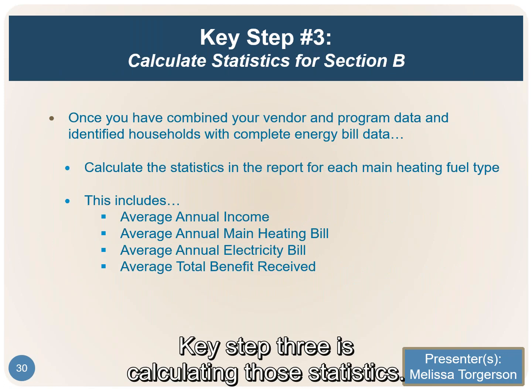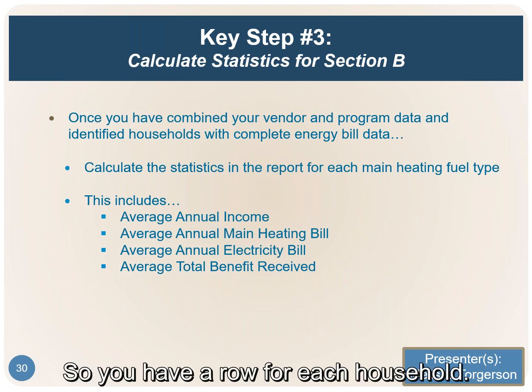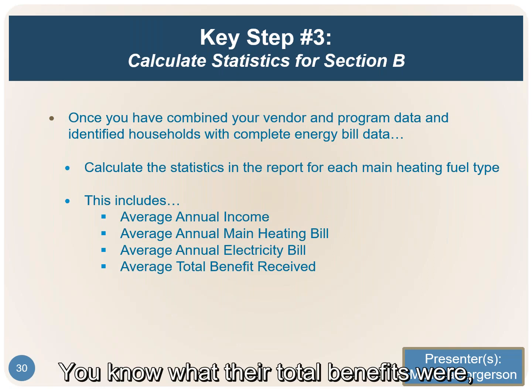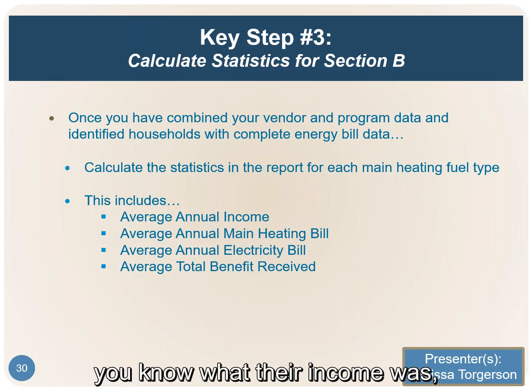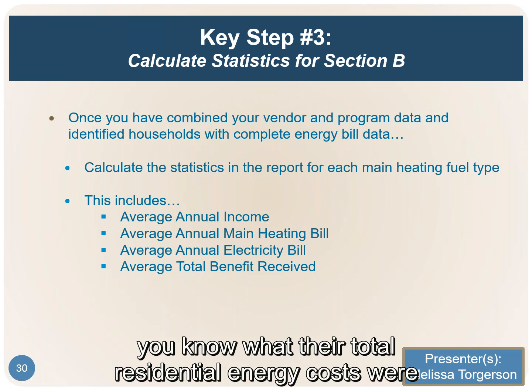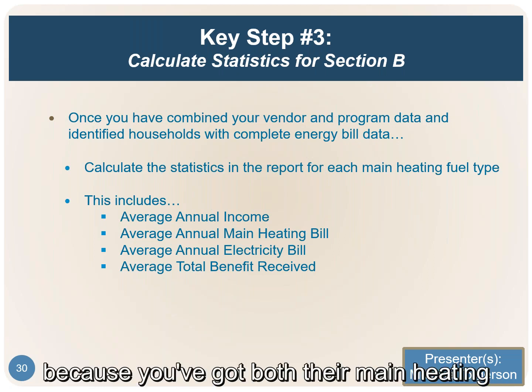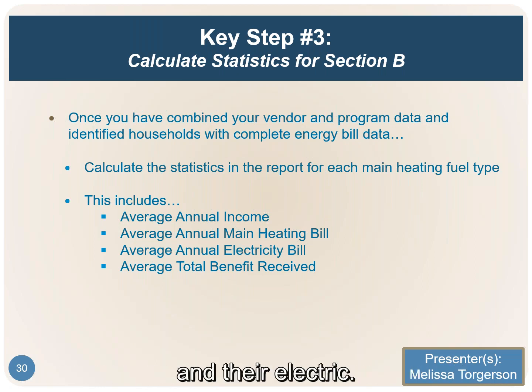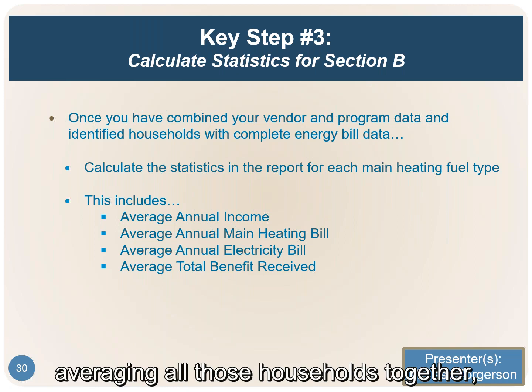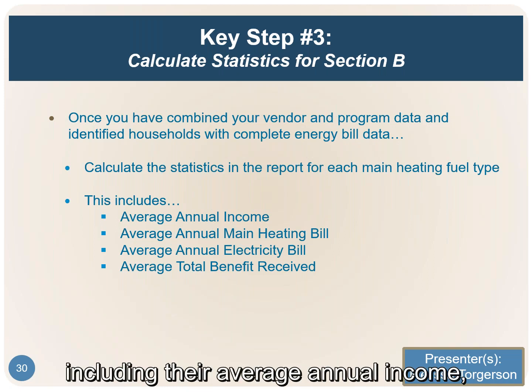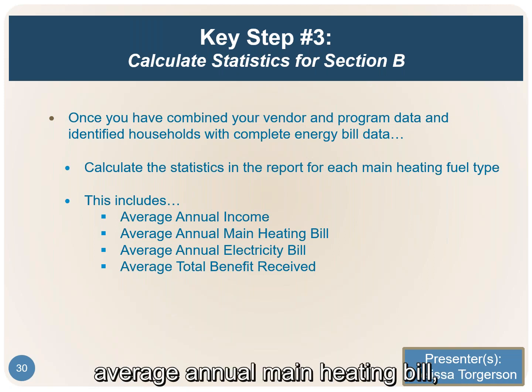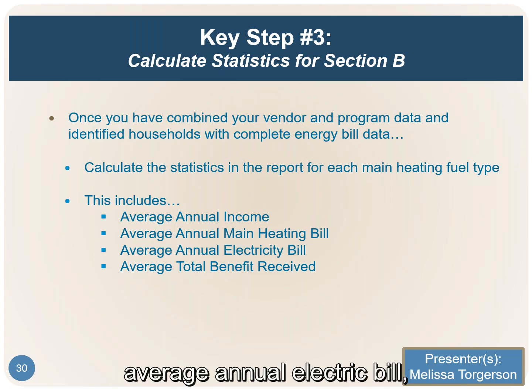Key step 3 is calculating those statistics. So you have a row for each household. You know what their total benefits were, you know what their income was, you know what their total residential energy costs were because you've got both their main heating and their electric, and now you're going to start averaging all those households together, including their average annual income, average annual main heating bill, average annual electric bill, and their average total benefit received.